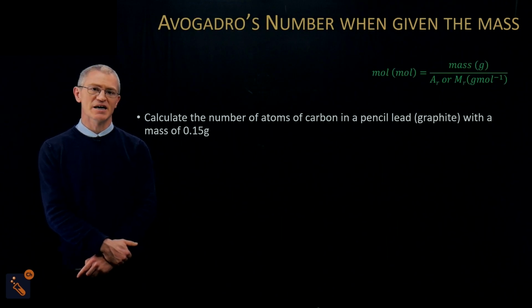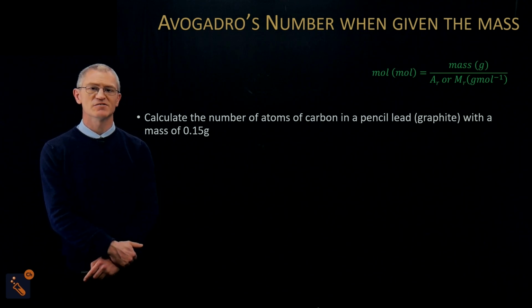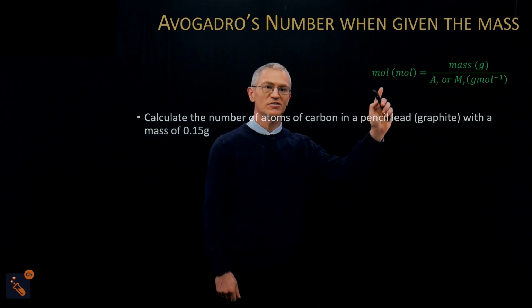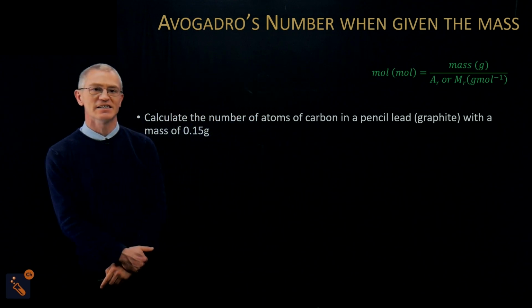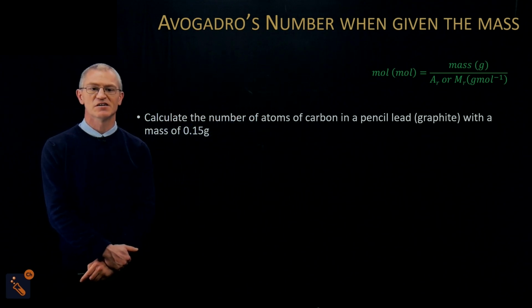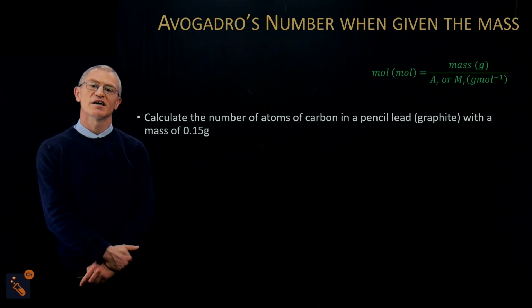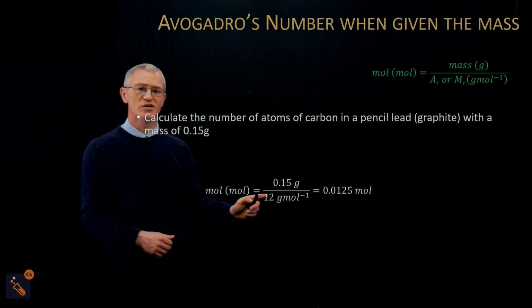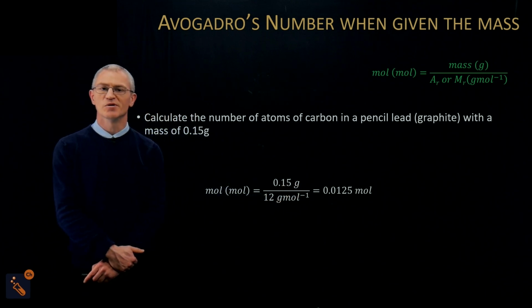So what about if we're given the mass? We've got a question here: calculate the number of atoms of carbon in a pencil lead with a mass of 0.15 grams. If that is the case, we need to know the number of moles. So we need to use the equation moles equals mass over Ar or Mr. In this case, it is carbon, so it's Ar. The atomic mass of carbon is 12 grams per mole. So 0.15 divided by 12 gives you 0.0125 moles of carbon.